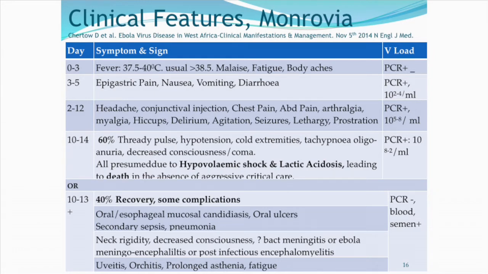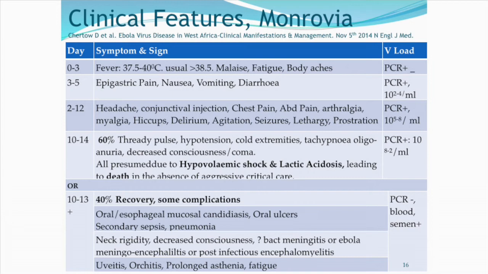Now, I emphasize that this is the description in a situation where somebody is becoming increasingly dehydrated and not getting aggressive fluid resuscitation. That isn't necessarily the case if these were being counteracted. Viral load is mounting, this time from lower levels up towards 10 to the 5 to 10 to the 8. And then for the patient who is going to die, the 60%, a thready pulse, hypotension, cold extremities, tachypnea, oligoanuria, decreased consciousness, and coma, all presumed due to hypovolemic shock and lactic acidosis, leading to death in the absence of an aggressive critical care response.